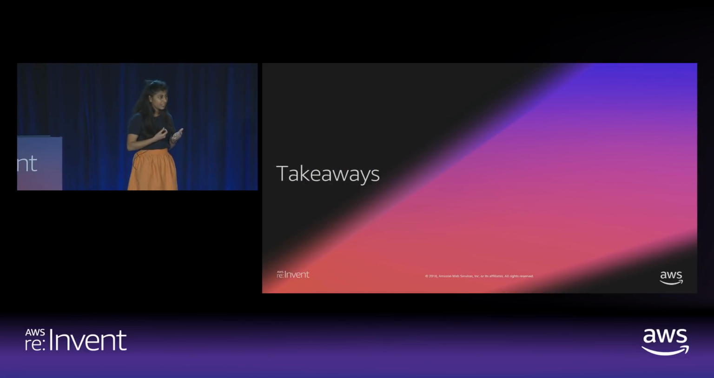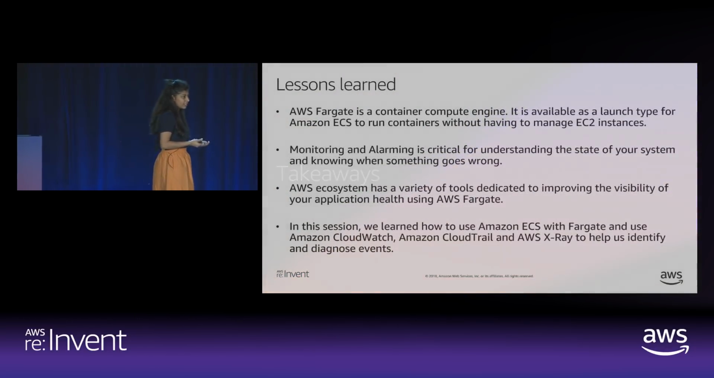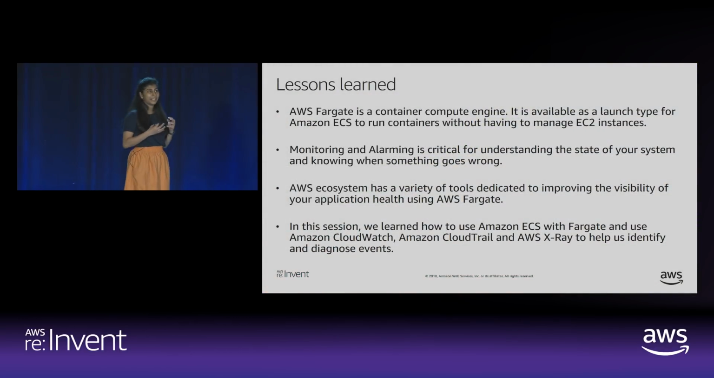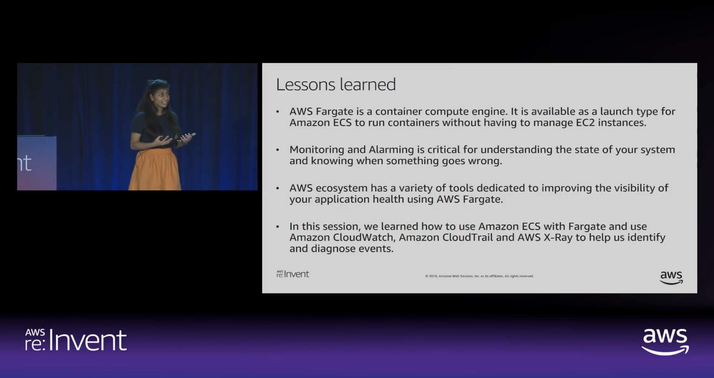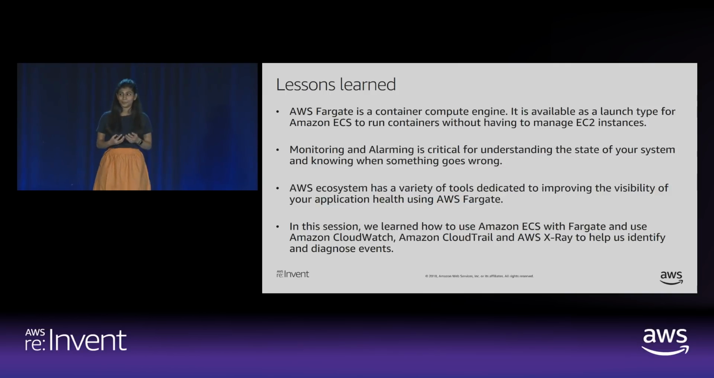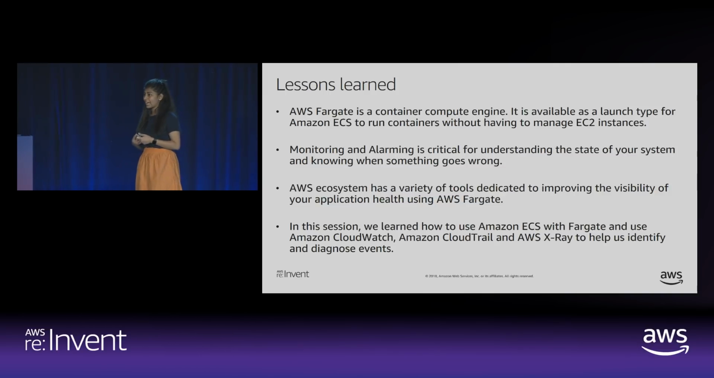OK, so let's conclude. Some of our takeaways here are that monitoring, alarming, and logging are super critical for you to measure the health of the system. And Fargate is actually a container runtime that enables you to run something serverlessly. And when we do that and we lose control or access to our hosts, we still have so many tools within the AWS ecosystem that actually help us get greater visibility into the containers themselves.